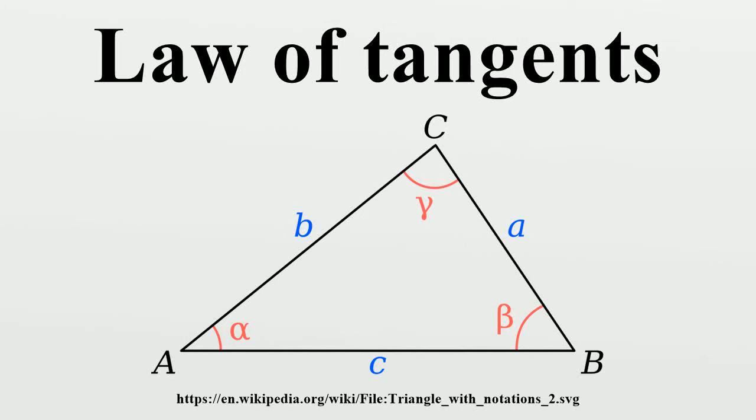In trigonometry, the law of tangents is a statement about the relationship between the tangents of two angles of a triangle and the lengths of the opposing sides. In figure 1, a, b, and c are the lengths of the three sides of the triangle, and alpha, beta, and gamma are the angles opposite those three respective sides.